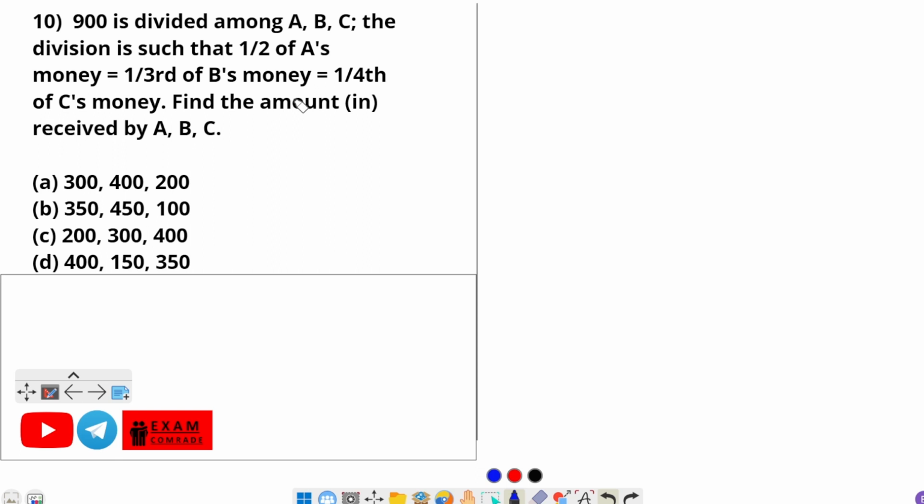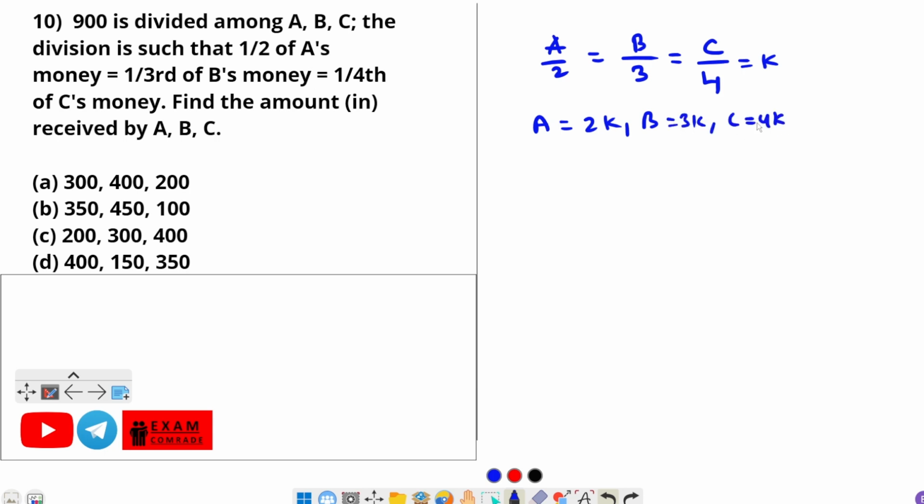$900 is divided among A, B, C such that A by 2 equals B by 3 equals C by 4. Let's suppose this is equal to K. Then we can write that A equals 2K, B equals 3K, C equals 4K. That is, A is to B is to C is 2 is to 3 is to 4. What is asked in the question is to find the amount received by A, B, C.